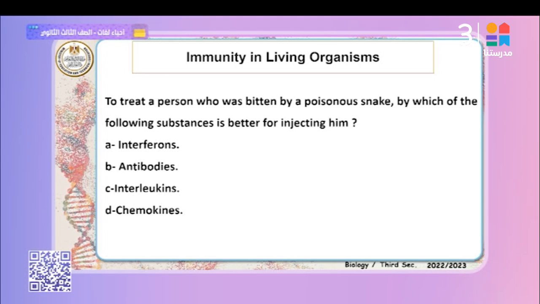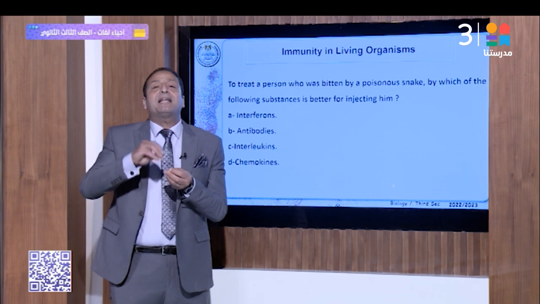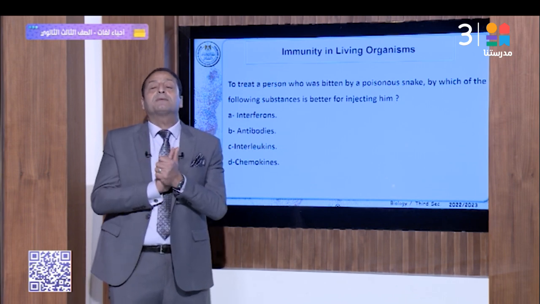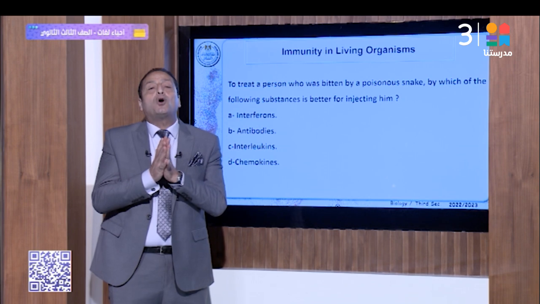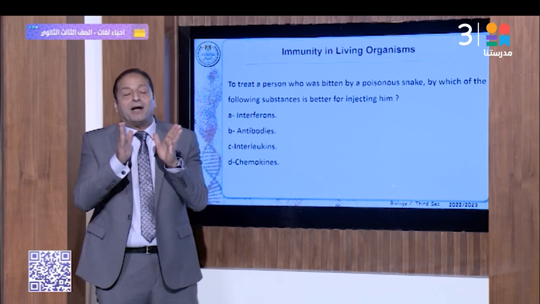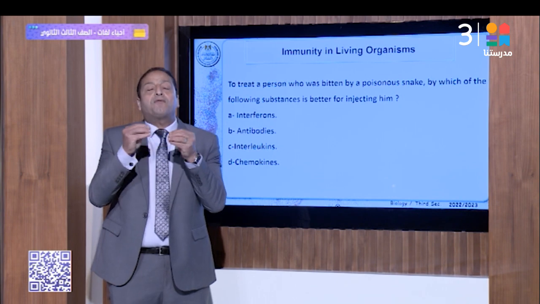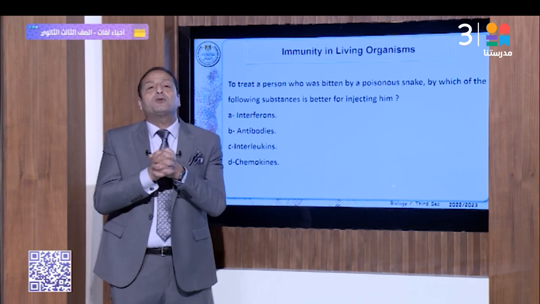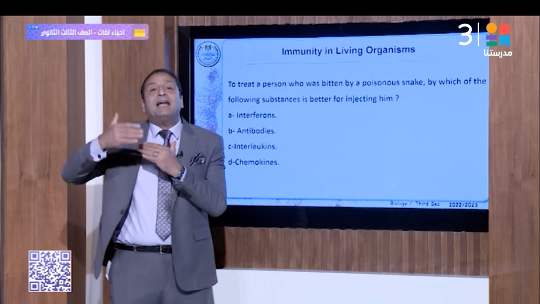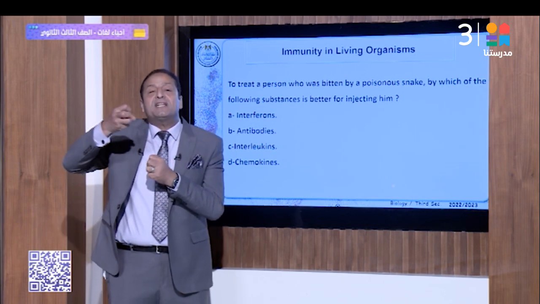Interferons? No. Interferon is related to cells infected with virus. The poisonous substance secreted from the snake is not related to interferons. Antibody is the best answer. Why? When the person is bitten by the snake, the poisonous substance secreted reaches the blood. Specific types are called antitoxins, formed by combination of antibody with the poisonous substance.